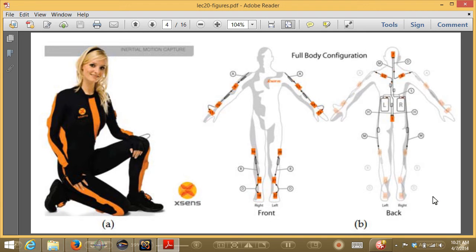Again, you can see that this person has these bulky sensor packets coming off of their body at different places, and that's where they are on the person. And then they have these, I'm not sure whether these are battery packs or processors, on their back.